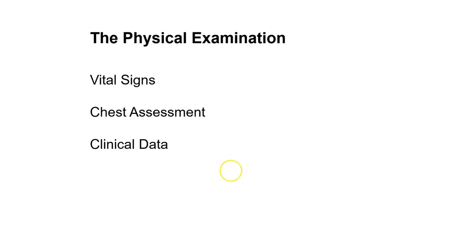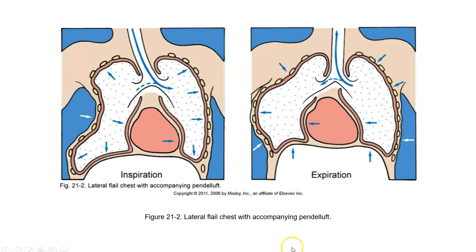The other thing that's going to happen, and you may see this in your patient, is what we call pendeluft. In pendeluft, on the expiration, you'll see that when the patient goes to exhale, not all the air goes back out of the trachea. Some of it will move over to the other lung.